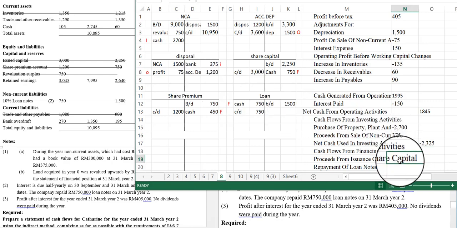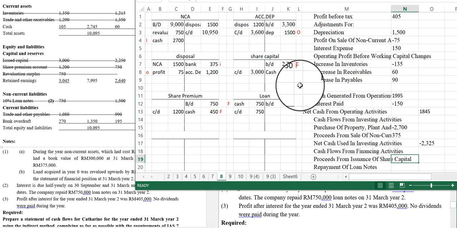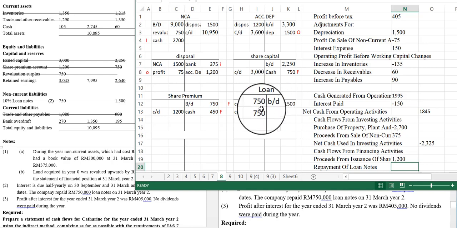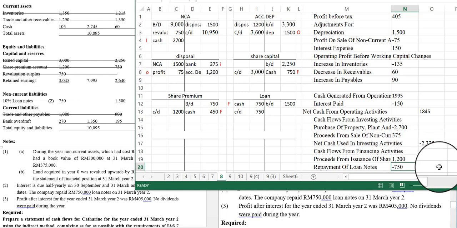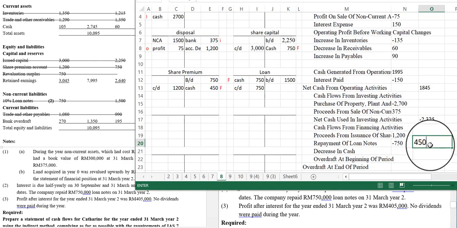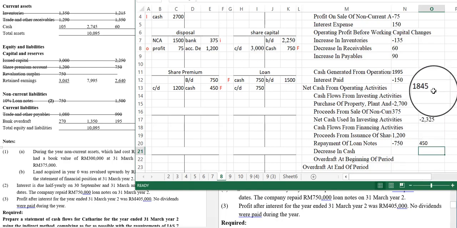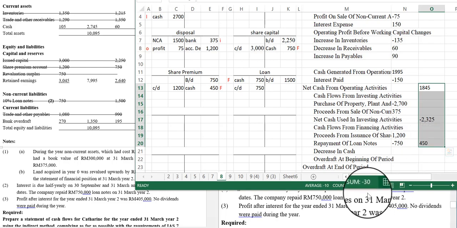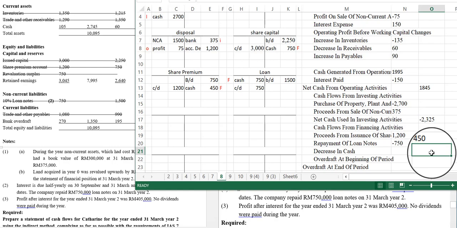The last one will be your share capital. Share capital you receive this amount, 750 plus 450. So in total you receive 1,200. But you pay back a loan amount of 750, so here is negative 750. In total, the cash flow from financing activities is actually 450 in terms of net cash inflow. So if you combine these three, then you will notice that there is a negative 30 here. This is a decrease in cash flow.